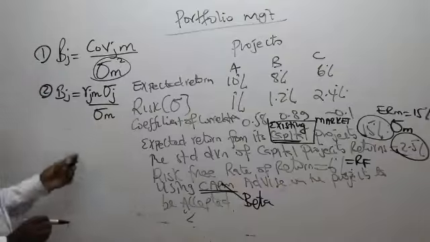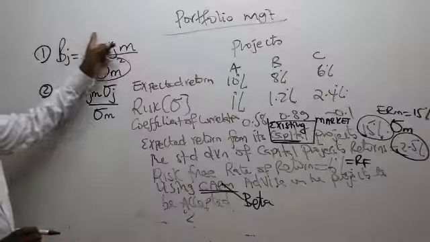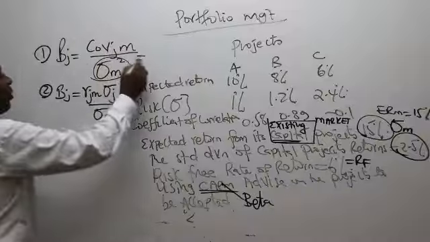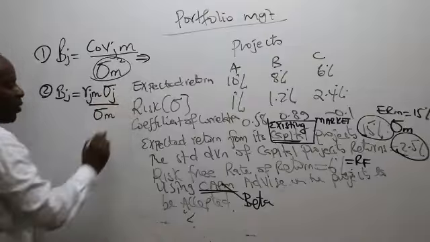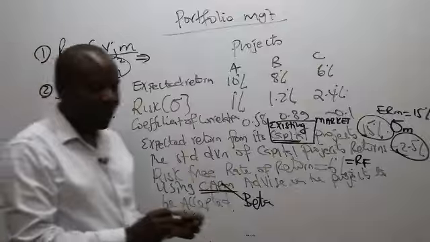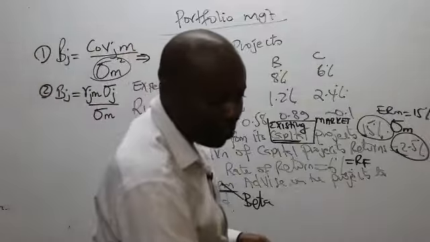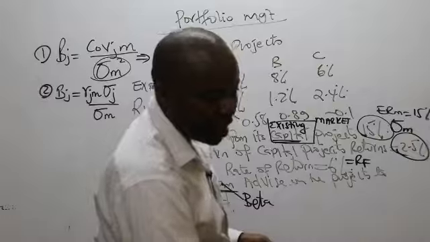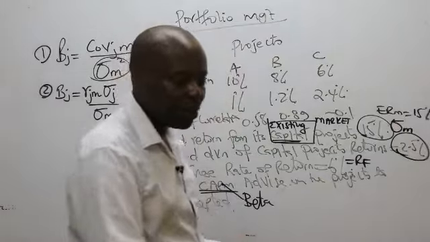So if I were you, I would have written that this is the covariance approach. This one is the covariance approach, and this is the correlation approach. And that is the correlation approach. Thank you very much.